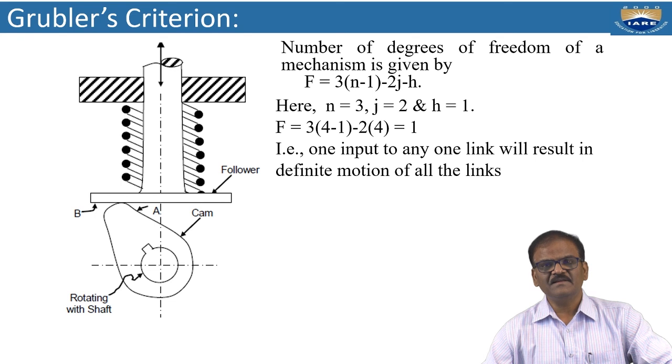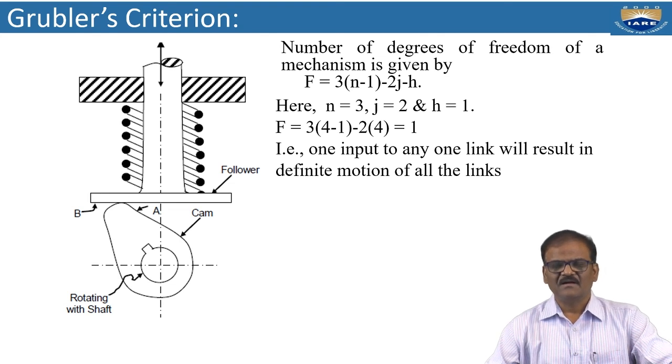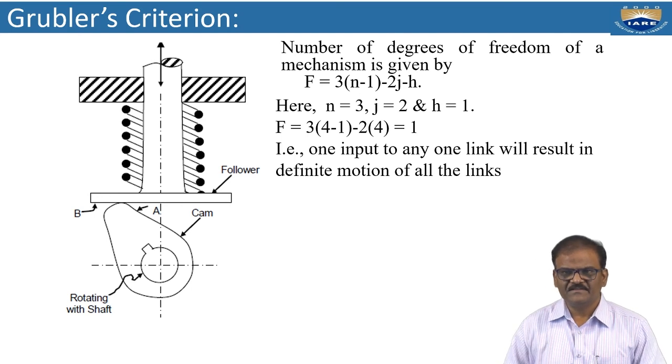And when you apply Grubler's criteria containing a higher pair, as previously we have given, the number of degrees of freedom of a mechanism is given by F is equal to 3 into n minus 1 minus 2j minus h, where j is equal to 2 and h is equal to 1, and one input to any one link will result in definite motion of all the links. With this, we completely understand Grubler's criteria.